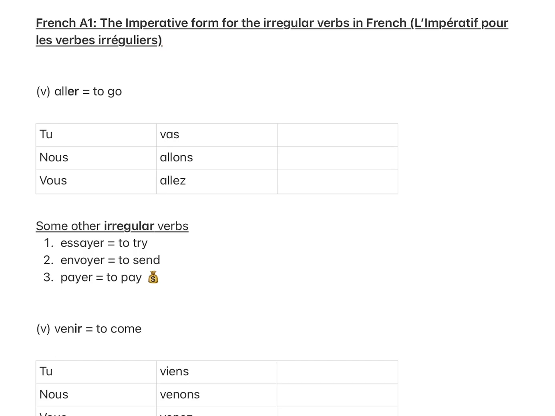In today's video, we are going to have a look at the imperative form for the irregular verbs in French. L'impératif pour les verbes irréguliers en français.